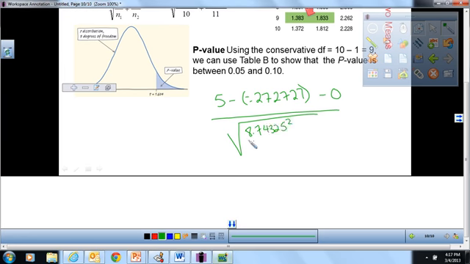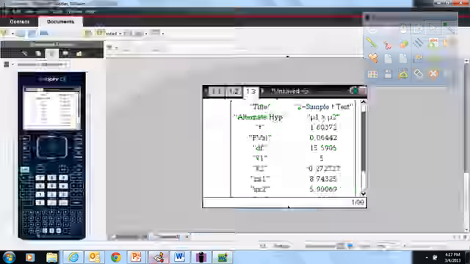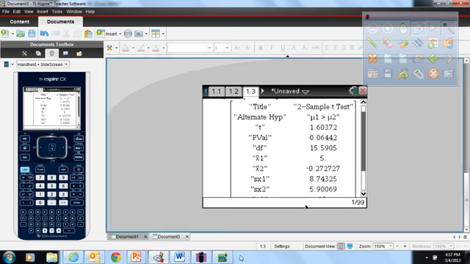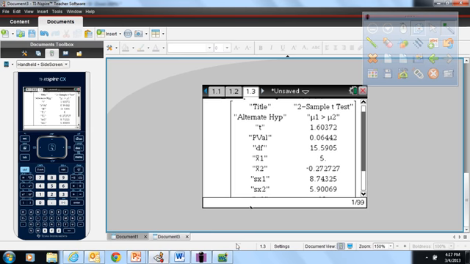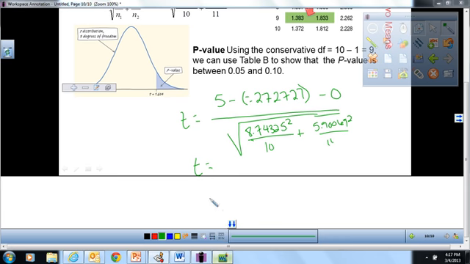So 8.74325, square it over, my first group had 10 in it, plus my standard deviation for my second group was 5.90069, 5.90069 over 11, and that's squared. Okay, so this is going to be my t statistic equals that. So then my t equals, according to my calculator, 1.60372.